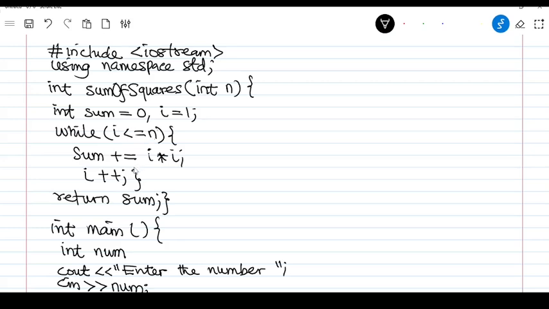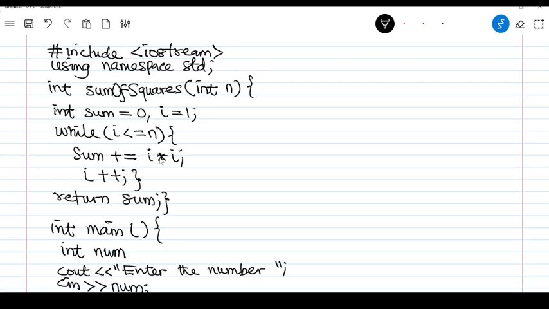So in the first case, i is now 1, and sum is 0. So what is 1 times 1? 1 times 1 becomes 1. And so it increments the value of i, and now i becomes 2. So it comes again. Sum is already 1. So what is now 2 times 2? 2 times 2 becomes 4. So now 4 plus the 1, which becomes 5.